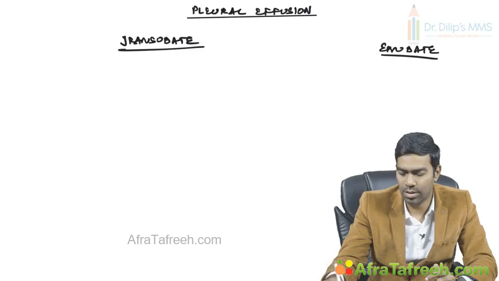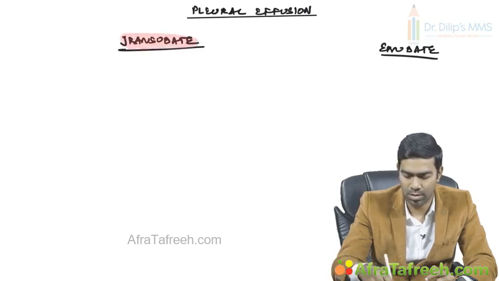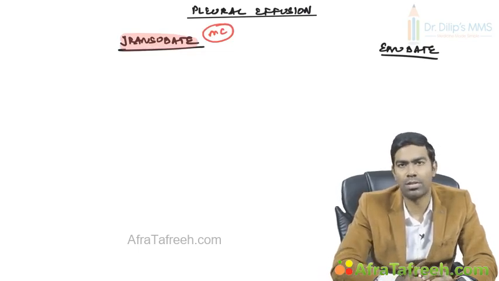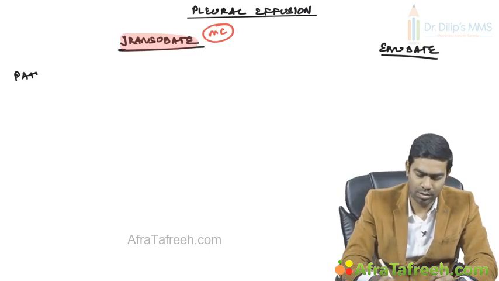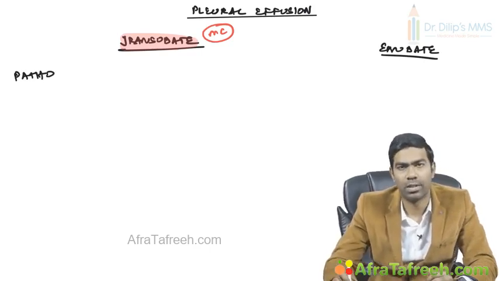Obviously, the first question that comes, which is the most common? That's going to be the transudate. Almost 80% of pleural effusions tend to be transudates only. It's very rare to have an exudate. But let us see what are the causes of each. First, before going into the causes, we'll do the pathophysiology.